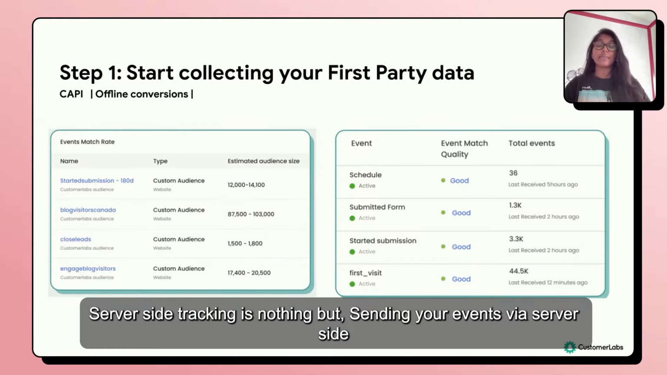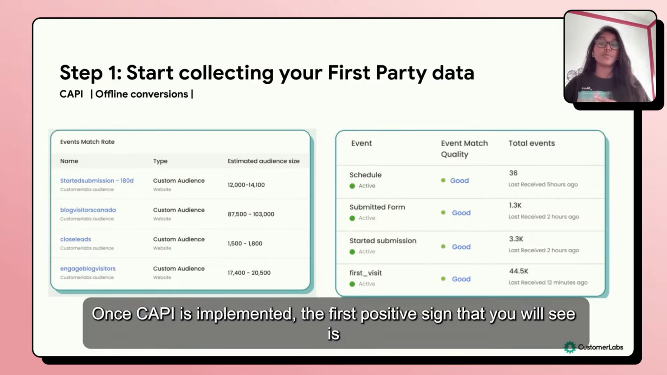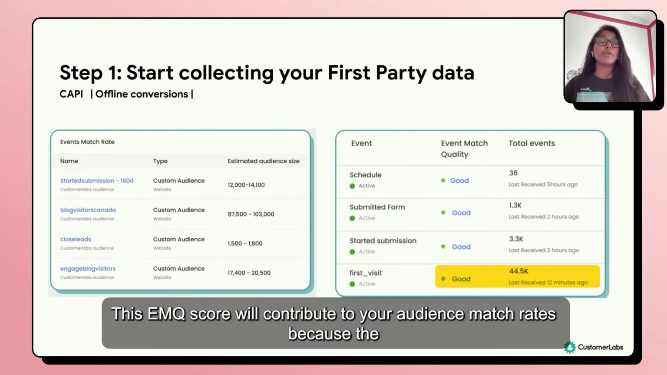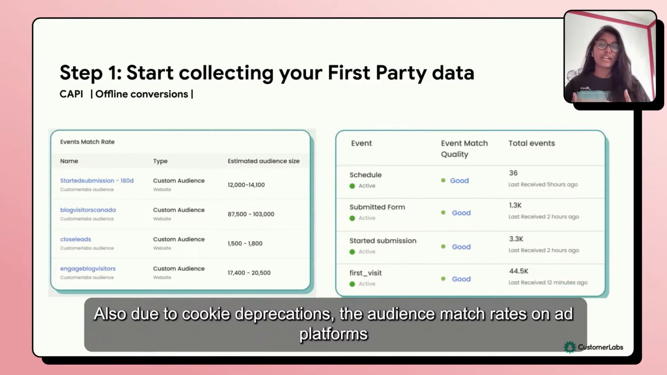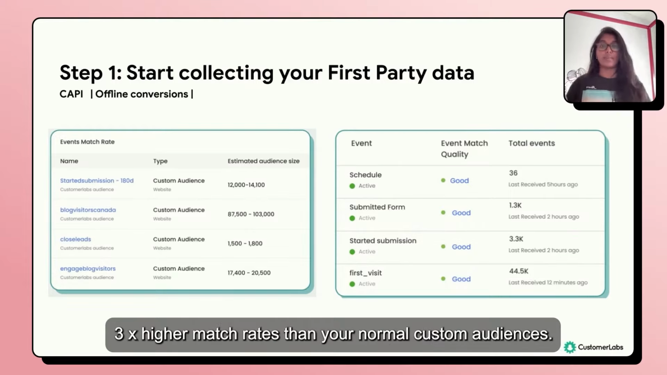Server-side tracking is nothing but sending your events via server-side. So you can implement this by enabling your CAPI on your website. Once CAPI is implemented, the first positive sign that you will see is an increased EMQ score. This EMQ score will contribute to your audience match rates, because the better the EMQ score, the better the audience match rates will be. Also, due to cookie deprecations, the audience match rates on ad platforms are currently lower, but with first party data, you can get 2 to 3x higher match rates than your normal custom audiences.